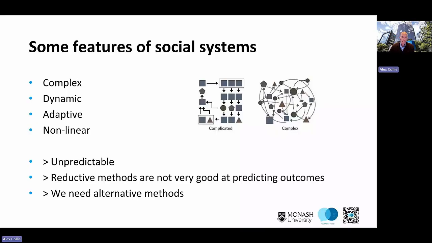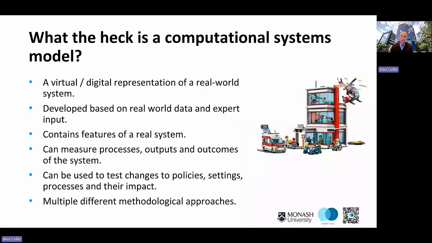So you might be asking yourself, what the heck is a computational systems model? Well, it's really just a virtual or a digital representation of a real-world system, and that is developed based on real-world data, and where we don't have access to real-world data, expert input. And it contains the features of a real system, but it is not a real system. So a nice analogy that one of my colleagues from Melbourne University uses is it's like a Lego set. Like this is the Lego hospital on this slide. And you can see it's got all the components of a hospital, has wards, has a medevac helicopter, has ambulances, has doctors, has patients, has an X-ray machine, all those sorts of things.